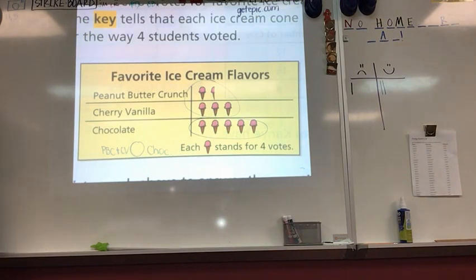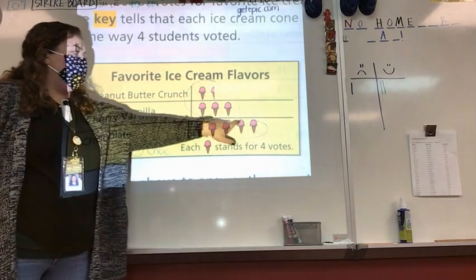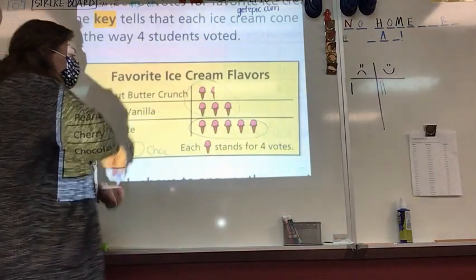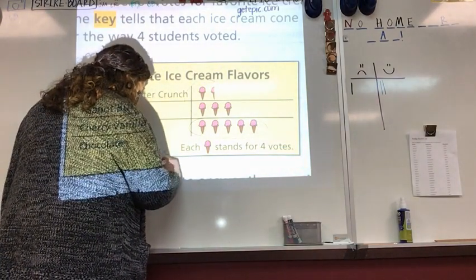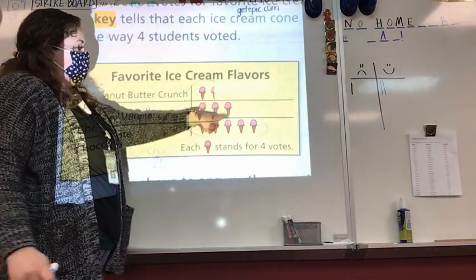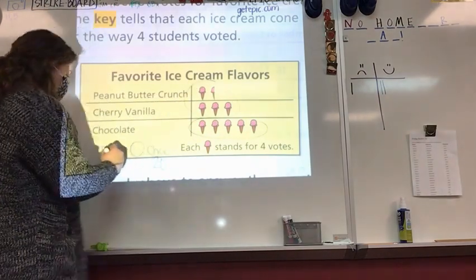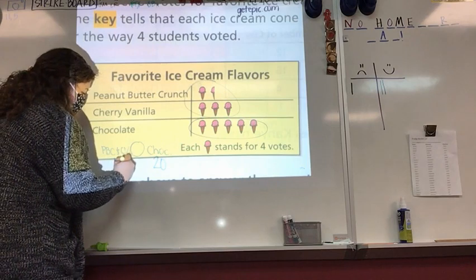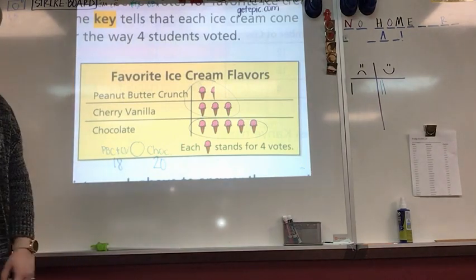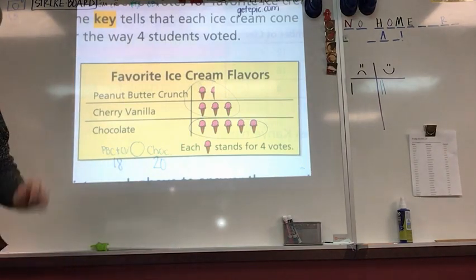Gunnar, what do you think? Two more people, let's see. 4, 8, 12, 16, 20. 20 people voted for chocolate. 4, 8, 12, 16, 17, 18 people voted for peanut butter crunch or cherry vanilla. So how many more people voted for chocolate? Two more people. Nice work, dude.